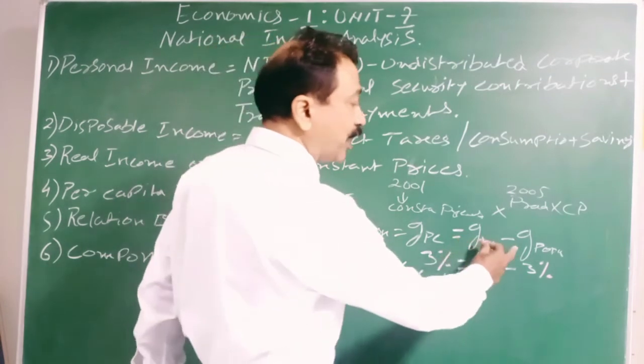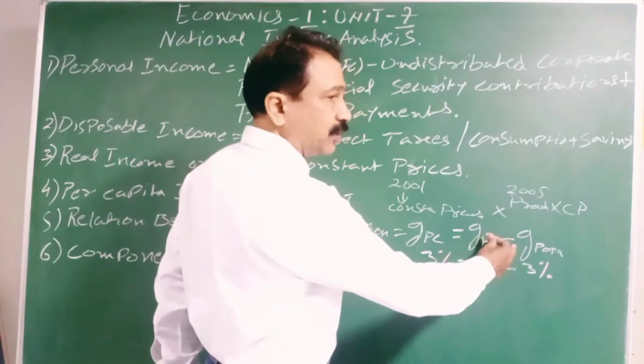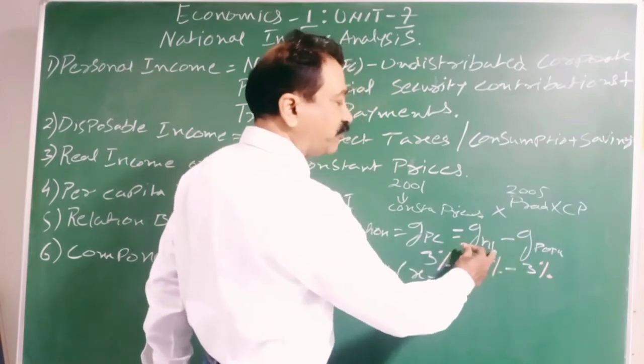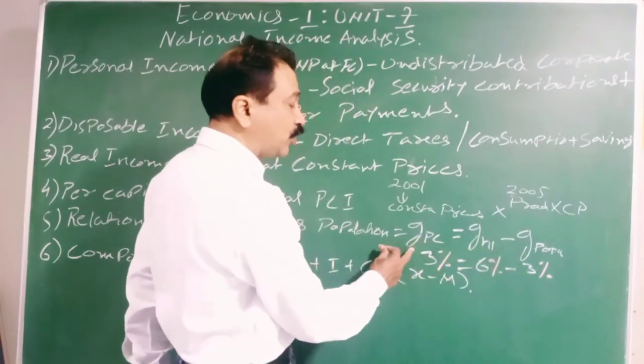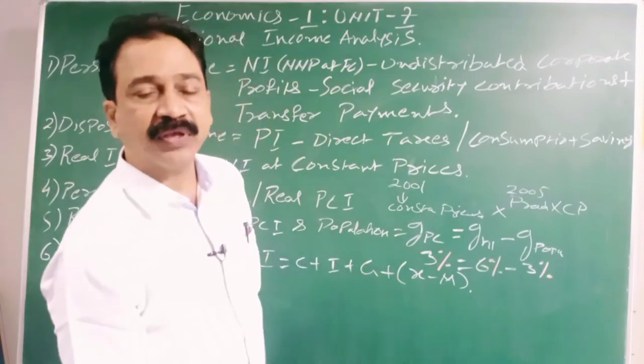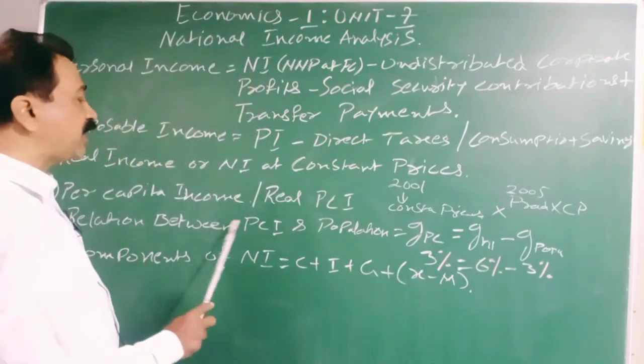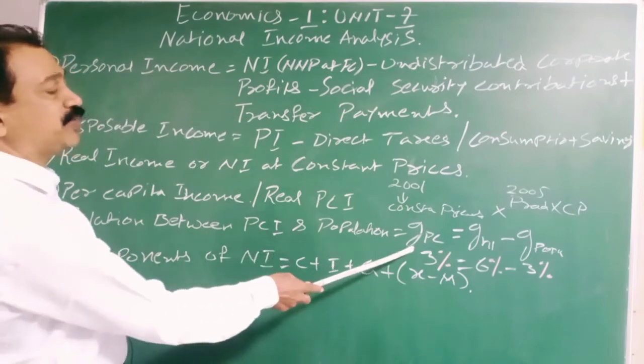So you have to remove or delete growth rate of population from growth rate of national income. Then you will get growth rate of per capita income. This is the way of calculation of relation between per capita income and population.